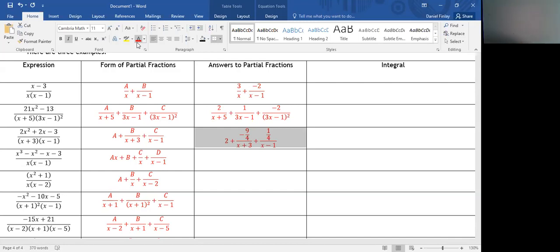Okay, and last one I'll do with you, the fourth one. So to do this, if the top degree is higher than the bottom degree, I could use that same method where I times it by the bottom, sub different numbers in for x and get simultaneous equations, but it's going to be a nightmare. A quicker way of doing it would just be to do the long division this time. So I'm going to do x cubed minus x squared, take away x, take away 3, divide by x squared minus x.